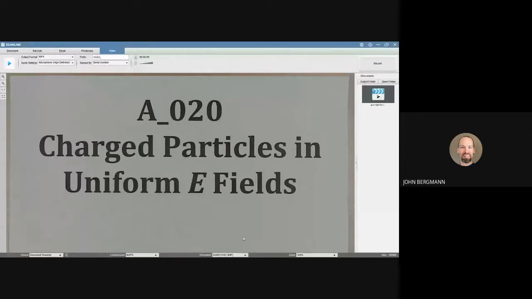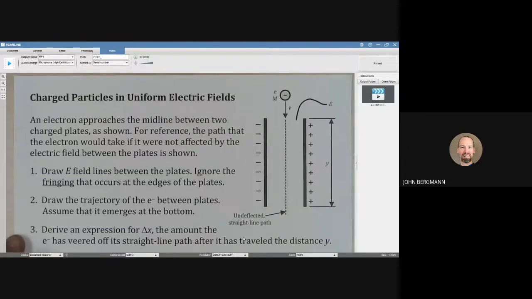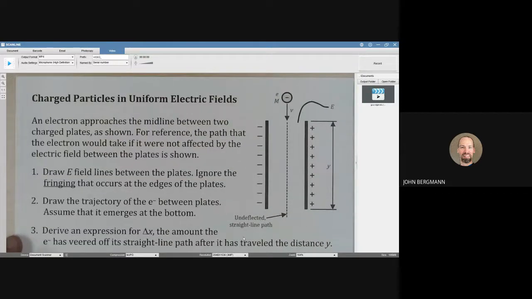In this video, we're going to go through charged particles in uniform electric fields. So what we have in this picture is an electron approaching the midline between two charged plates, as we've shown here. The path that the electron would take if it were not affected by the electric field is shown. So if there were no field between here, the electron would just go straight.